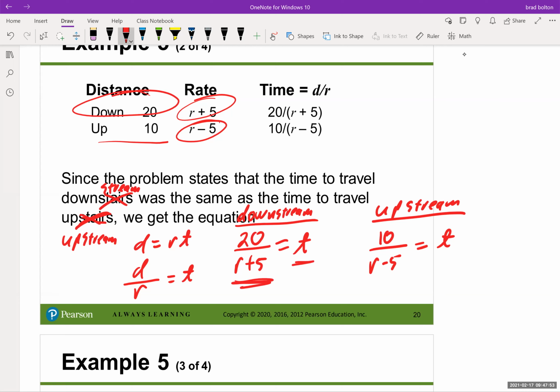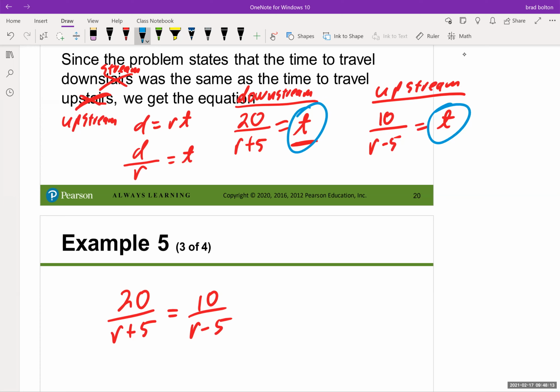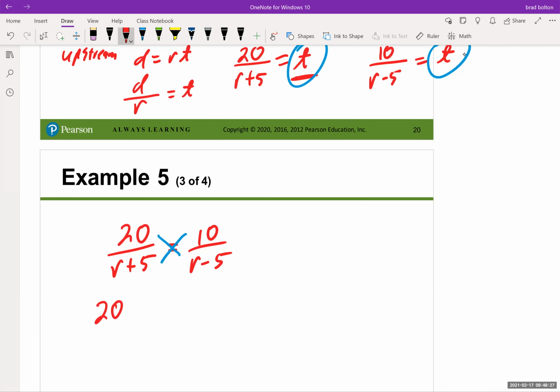Well, if this equals T and this equals T, doesn't that mean that they both have to equal each other? So what I'm going to do is I'm going to say 20 over R plus 5 has to equal 10 over R minus 5. So it's kind of like we cut out the middleman. They both meet at T, right? They both equal T. So then that means we're going to say they're both equal to each other. Now we get to use our cross multiplication because this is in fact a proportion, okay? So let's cross multiply. 20 times R minus 5 equals 10 times R plus 5.